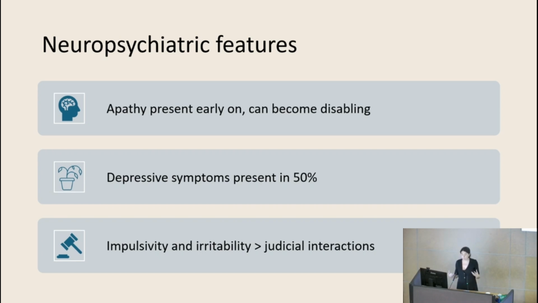Other symptoms such as impulsivity and irritability, when combined with those more frontal cognitive symptoms such as impaired insight and impaired motivation, can lead to huge problems socially, in the workplace, managing finances, and being able to live independently. But this constellation of symptoms can also, not uncommonly, lead to people having interactions with the judicial system.